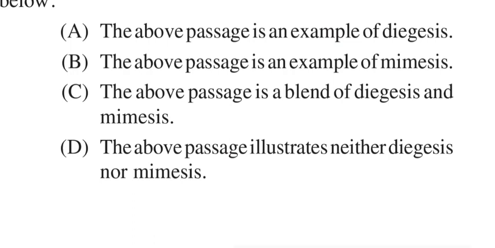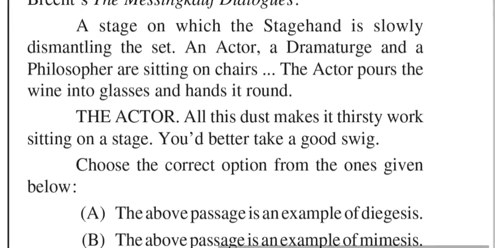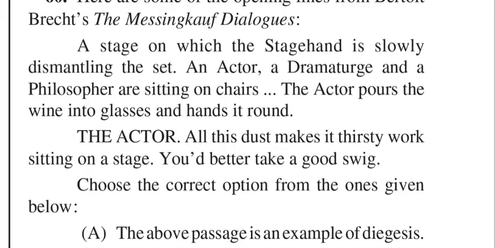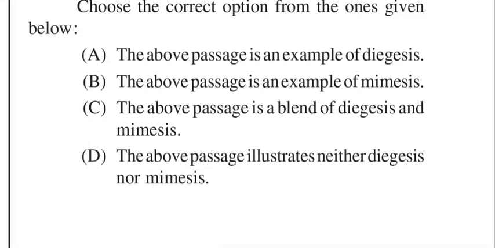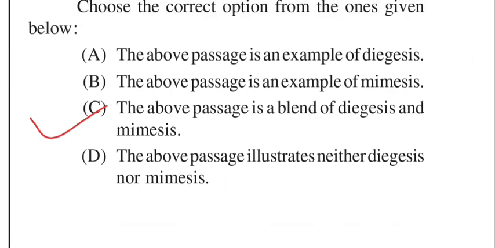The above passage is an example of diegesis, or it is an example of mimesis, or it's a blend of diegesis and mimesis, or the above passage illustrates neither diegesis nor mimesis. You tell me now, what is the correct answer of number 60? Correct answer is C. That means the above passage is a blend of diegesis and mimesis. So both are, it's a mixture of both. So now, please try to know about it. What is diegesis and what is mimesis? It's your duty if you want to qualify.